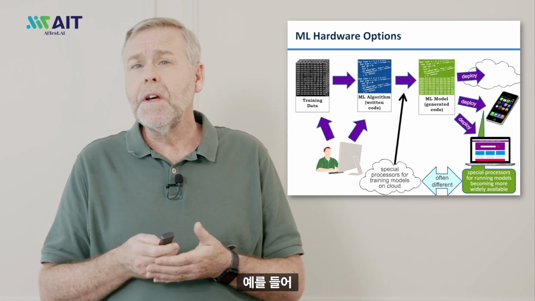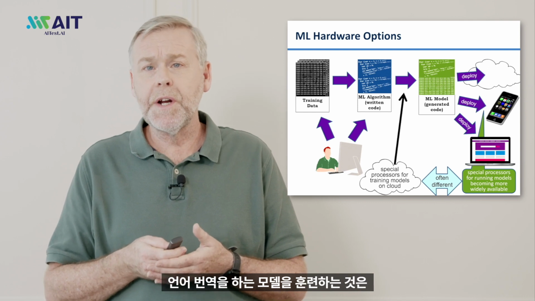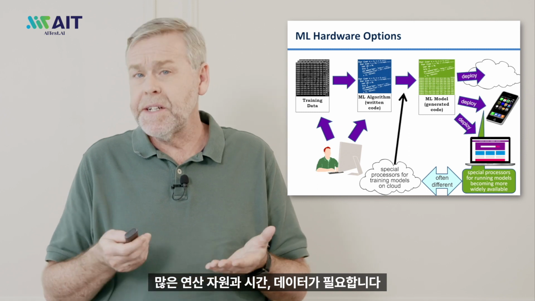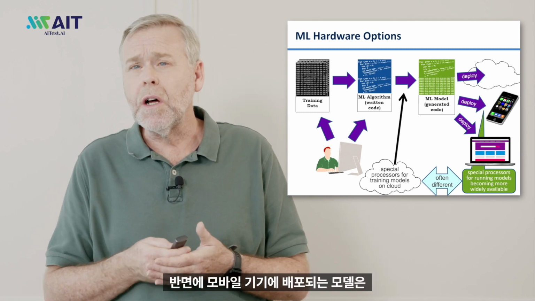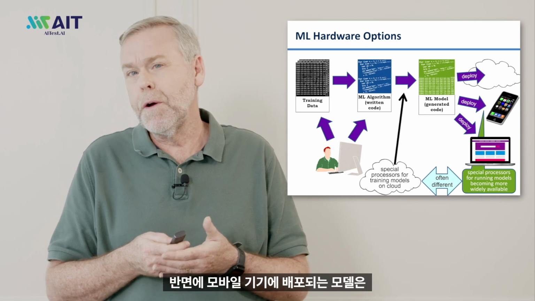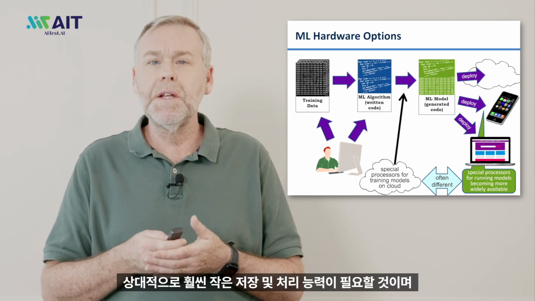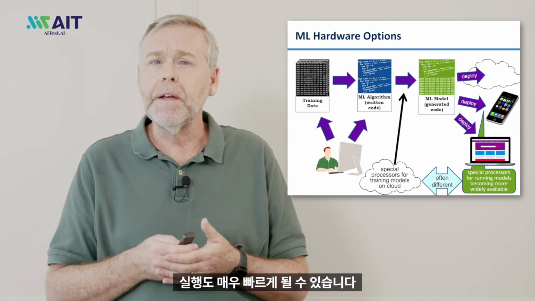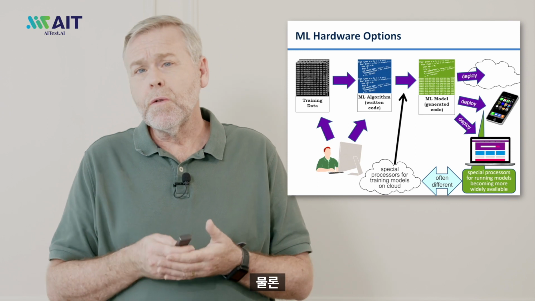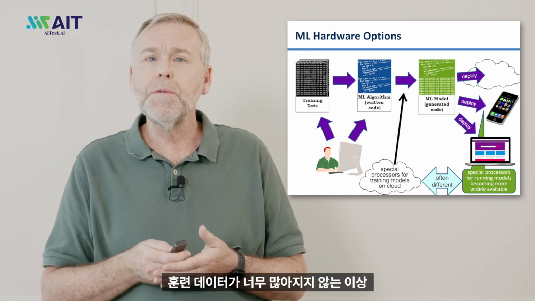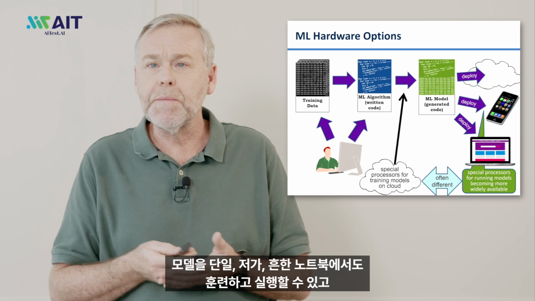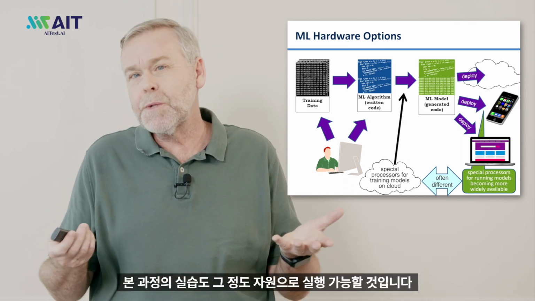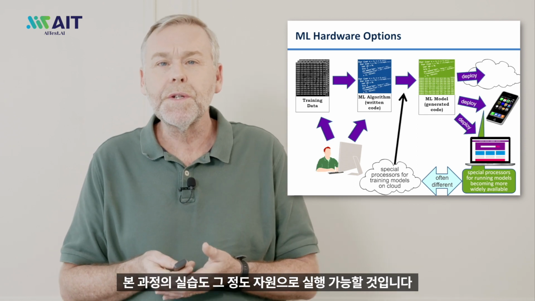For instance, training a model to perform language translation can take a lot of processing power, a lot of data, and a lot of time. In contrast, the deployed model on a mobile phone will need to have a relatively small storage and processing footprint and run very quickly. Of course, we can also train and run models on a single low-cost run-of-the-mill laptop, as long as the amount of training data does not get too large, and that's what most of us will be doing on this course.